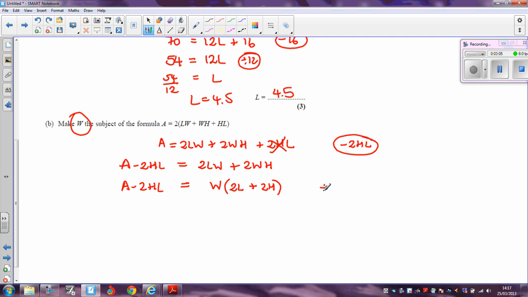And what I should now realize is that I can now divide by that bracket. If I divide by 2L plus 2H, it's going to leave me with W on its own on the right hand side. So dividing the left hand side by the bracket, I've got on the top A minus 2HL. On the bottom, I've got 2L plus my 2H, and that's going to equal W. There's my answer. Obviously, I need to write this on the right-hand side.